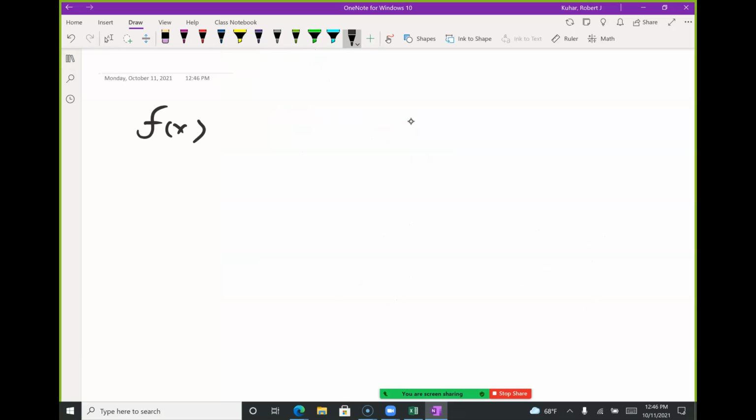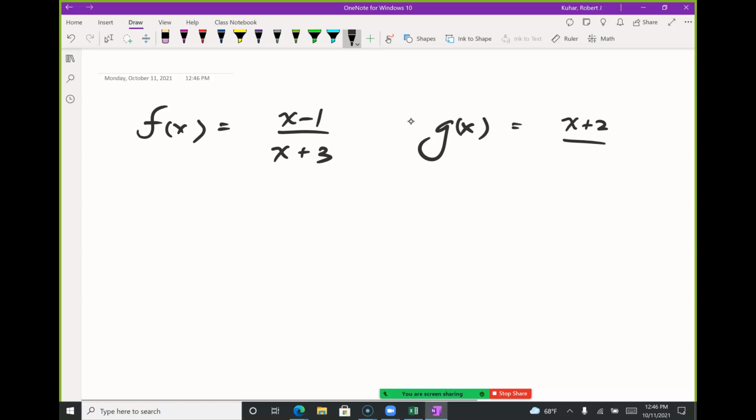Let's do f of x is (x minus 1) over (x plus 3), and g of x is (x plus 2) over (x minus 5). So let's do this composition. Now this one's a little weird. The domain of g is everything but 5, and the domain of f is everything but -3. So we've got to be careful here.